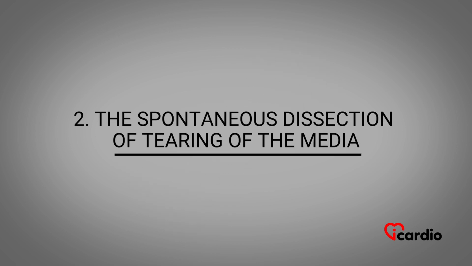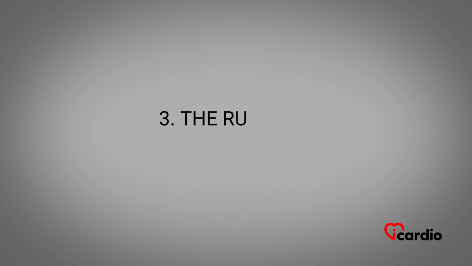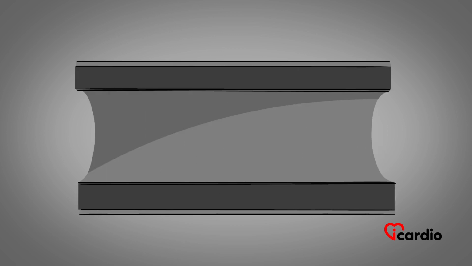2. The spontaneous dissection or tearing of the media. The cause is still not well understood, but it is thought that it could be related to an anomaly in the media. Once again, the consequences will depend on the severity of the vessel's interior tear and whether it completely or partially obstructs the inside of the artery. 3. The rupture of an atheromatous plaque, better known as cholesterol plaque. This is by far the most common cause of alteration in coronary circulation. Let us examine the third type more closely.